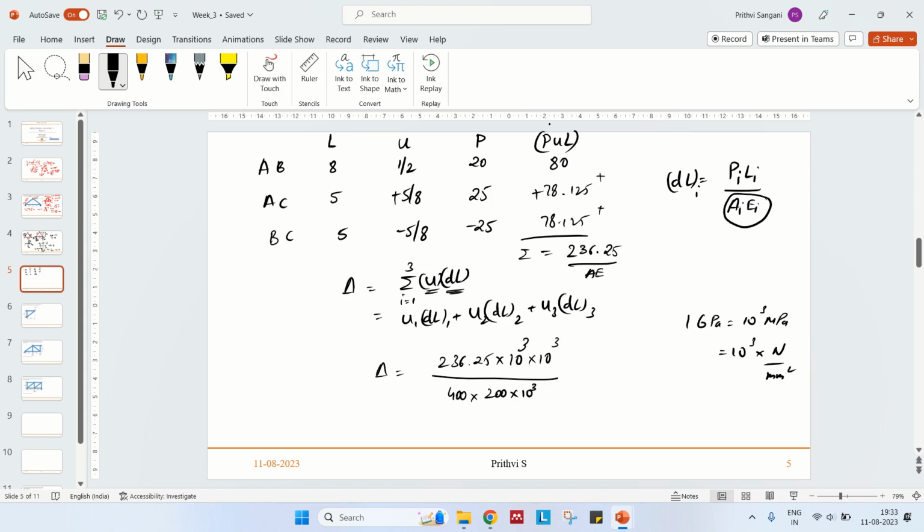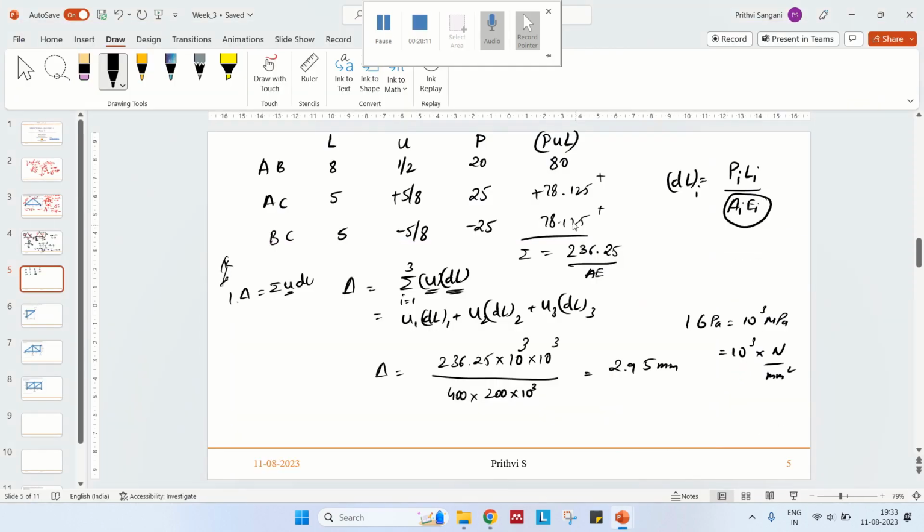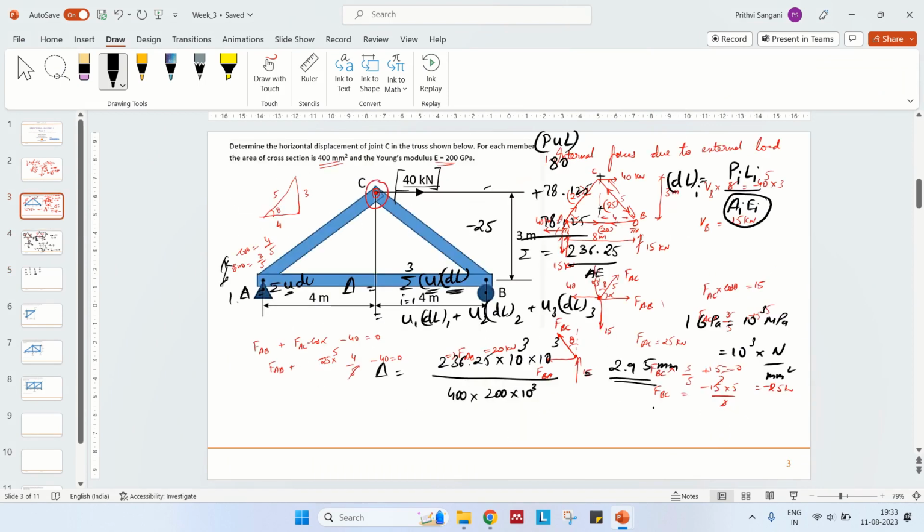You may ask me why I have taken P in kilonewtons, and U is also kilonewtons, so why did I take 10 to the power 6 here? The answer is in the previous equation: 1 dot delta is equal to U into dL, and this one is nothing but 1 kilonewton. So that's why I didn't consider 10 to the power 3 here. So you'll get 2.95. Just a minute. So this is fine, this is 2.95. So the horizontal displacement at joint C is 2.95 mm. So this is the answer.